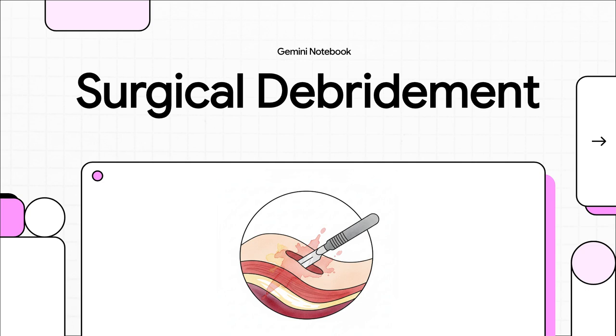I'm so pumped you're here for part 3, because today we are going deep. Literally. We're moving way past the surface level and mastering the strict depth-based coding rules for excisional and surgical debridement, specifically focusing on CPT codes 11042 through 11047. So let's not waste any time and jump right in.